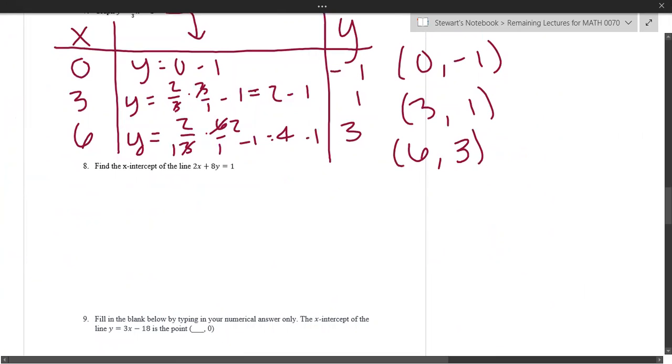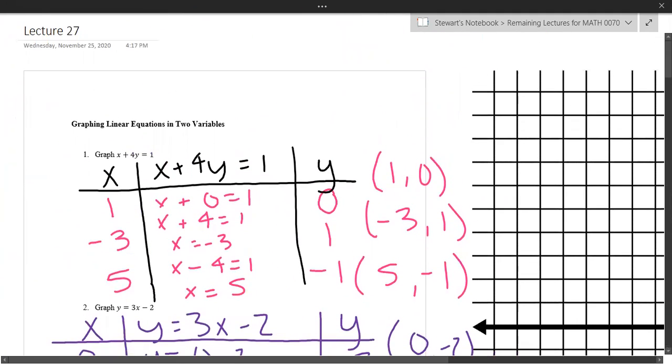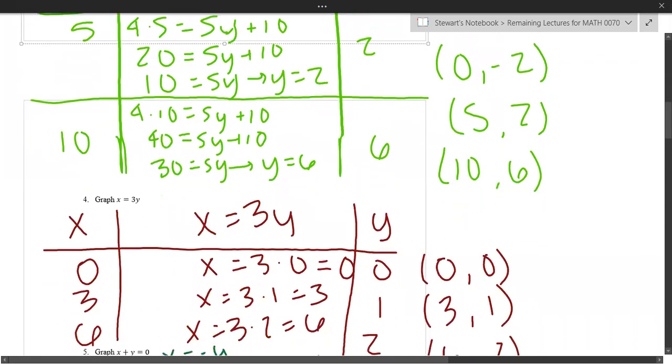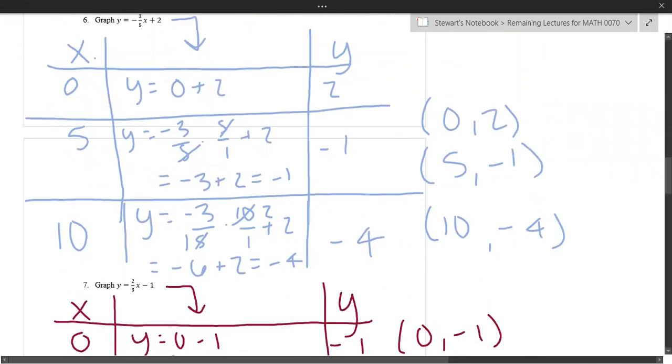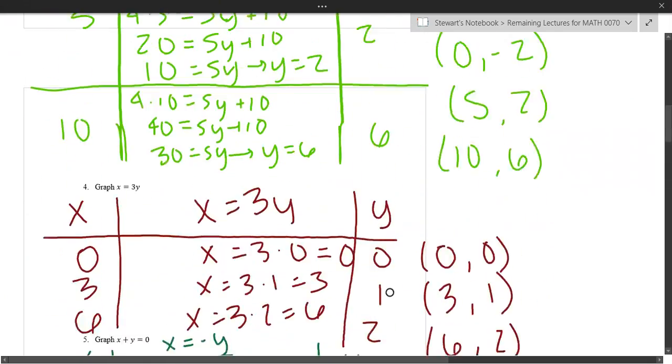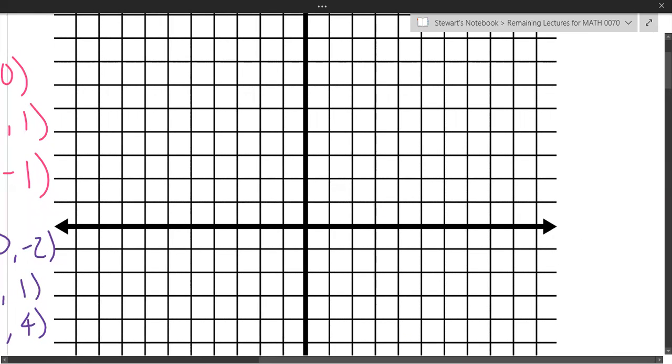Okay, now they're asking us to find the x-intercept of the line 2x plus 8y equals 1. Something to point out here is we've done this 2 times already. We found the x-intercept here, and we also found it here. And all finding the x-intercept means is finding the place where the graph crosses the x-axis, so where the graph crosses the horizontal dark bar.